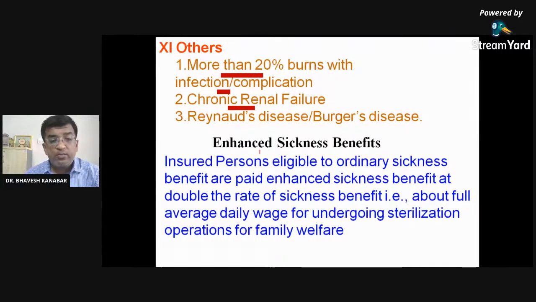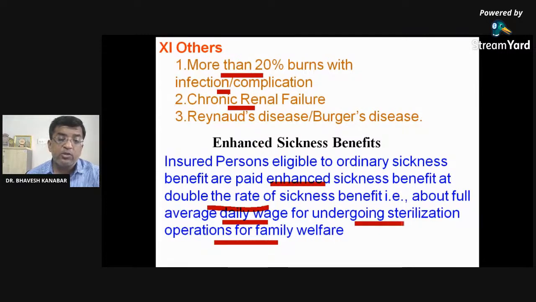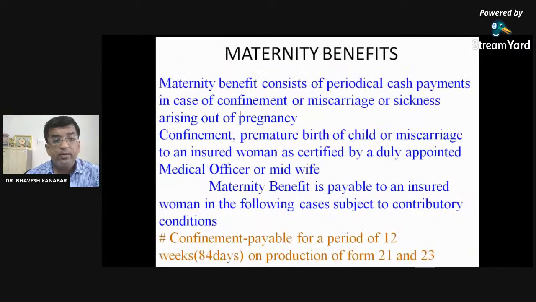Then enhanced sickness benefit. Insured persons eligible for ordinary sickness benefit are paid enhanced sickness benefit at double the rate, right? Almost the full average daily wage for undergoing a sterilization operation for family welfare. Right? In case of a sterilization operation, enhanced sickness benefit, the full daily wage, is provided. Right? So we have covered medical benefits, sickness benefit, now maternity benefit.